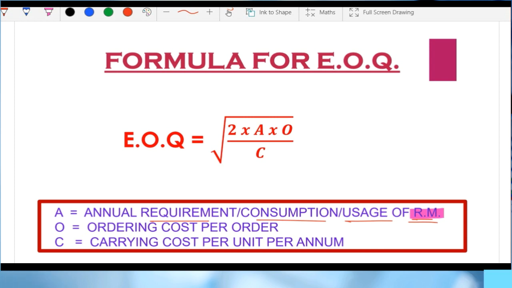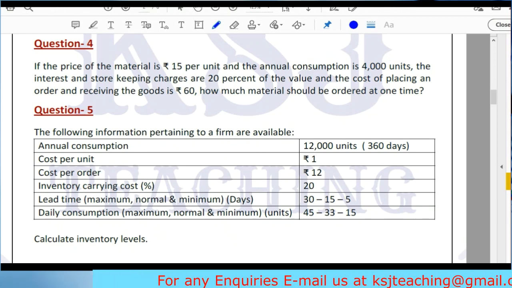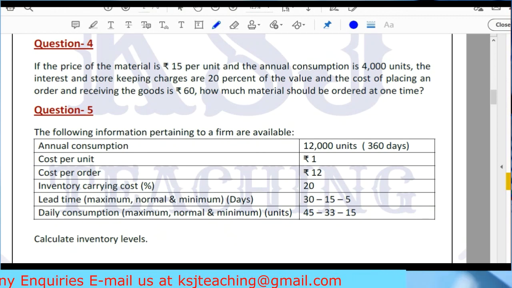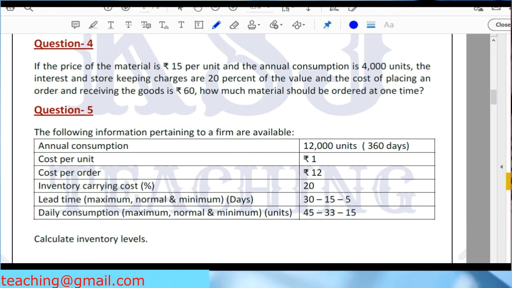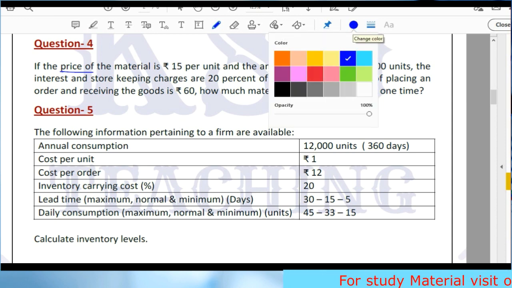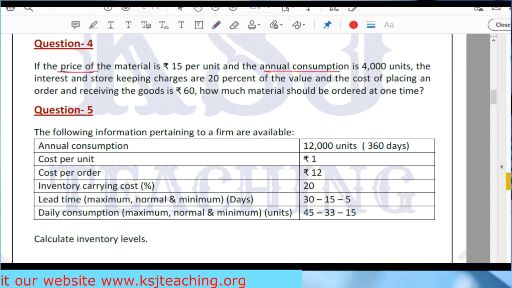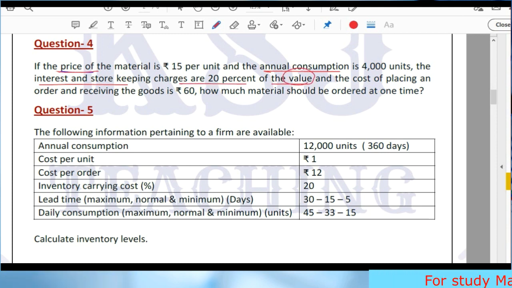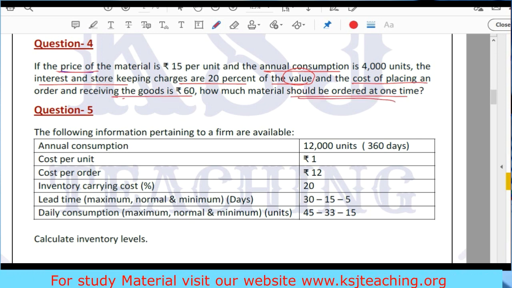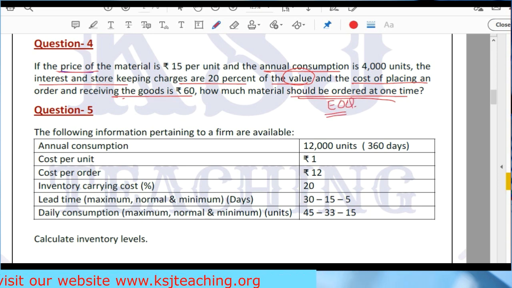Now, let's do two practical problems on this. Let's come to question number 4. If the price of material is rupees 15 per unit, and the annual consumption is 4,000 units. The interest and storekeeping charges are 20% of the value, and the cost of placing an order and receiving the goods is rupees 60. How much material should be ordered at one time? That is, he is asking you for the EOQ.